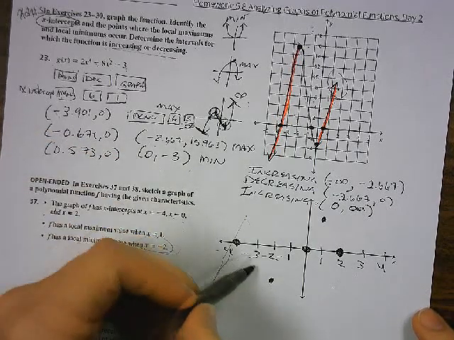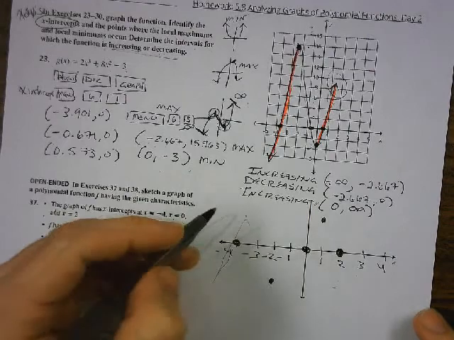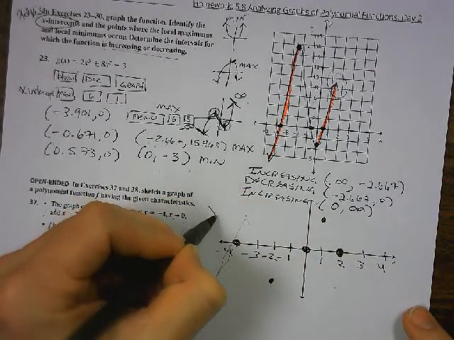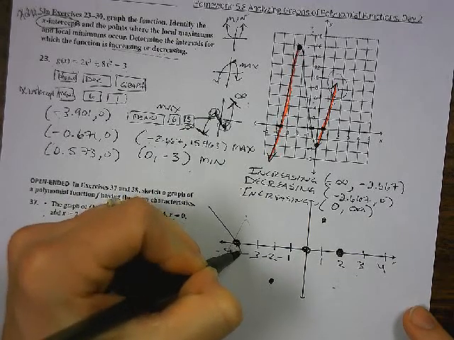You're going to cross at your root there. You've got a local minimum. Cross again at your root. Hit your maximum and then come down.